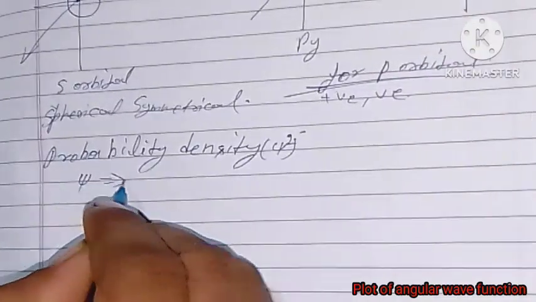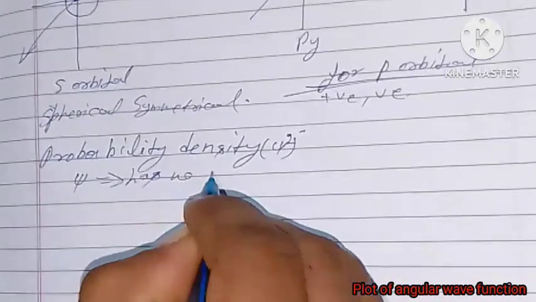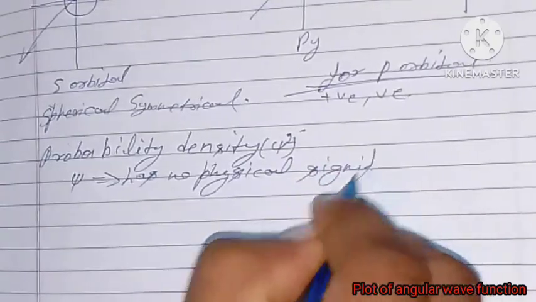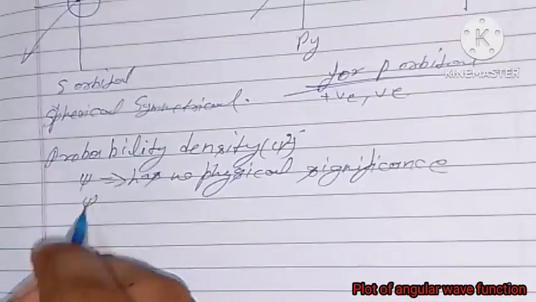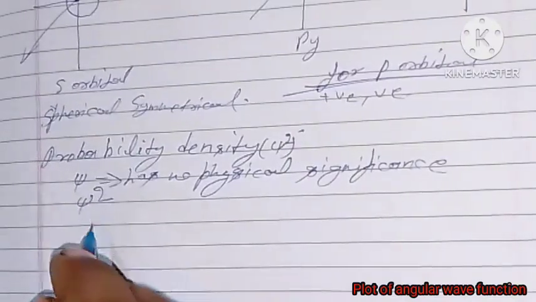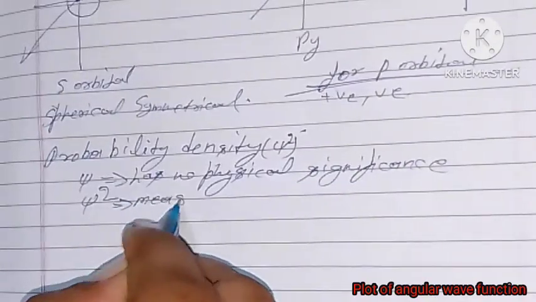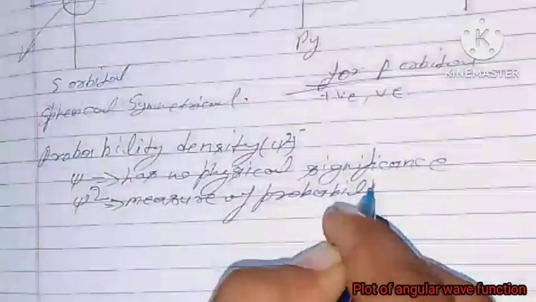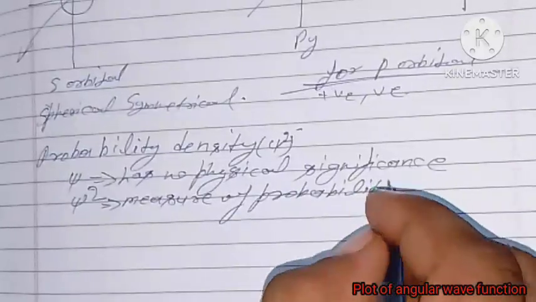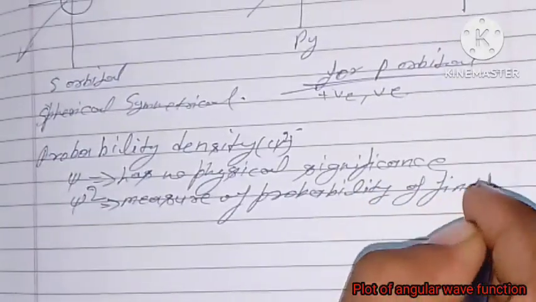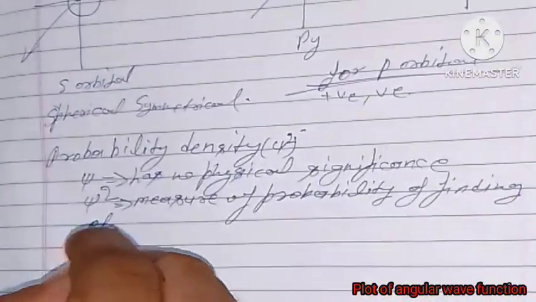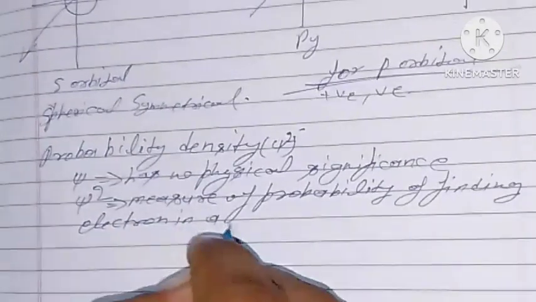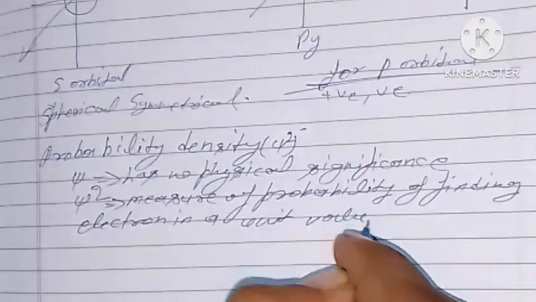Psi has no physical significance. Psi square is the measure of probability of finding the electron in a unit volume.